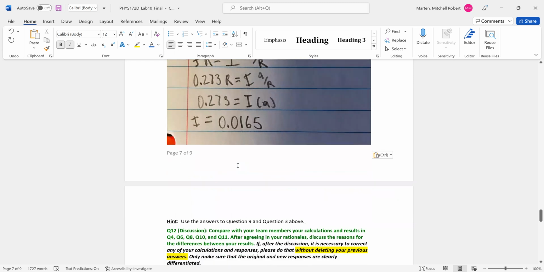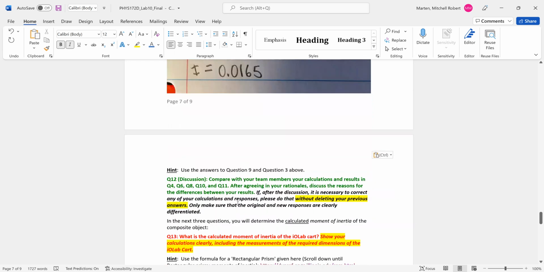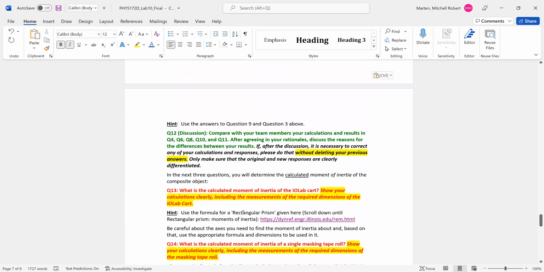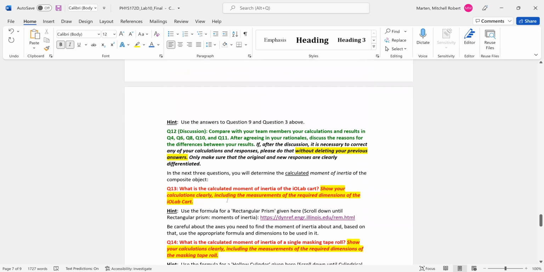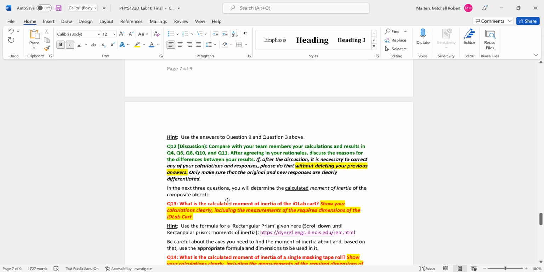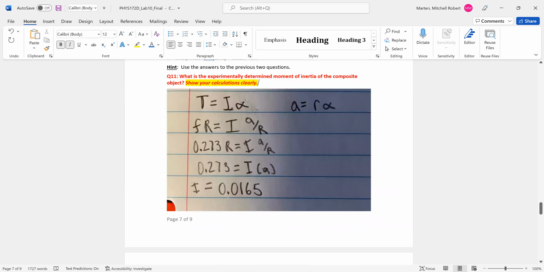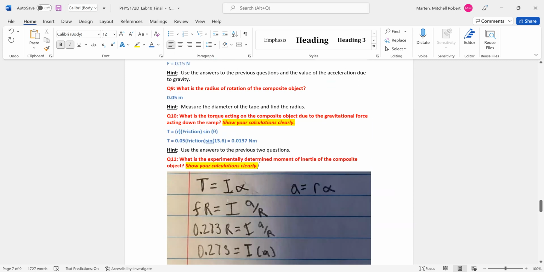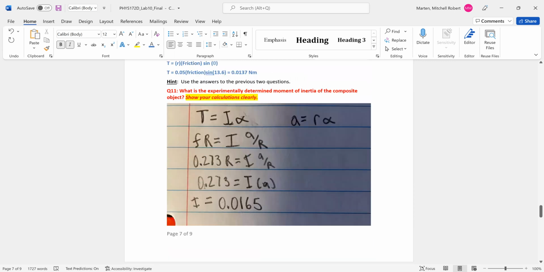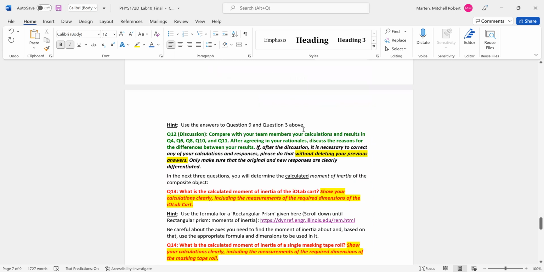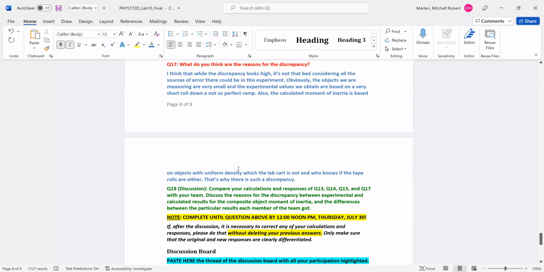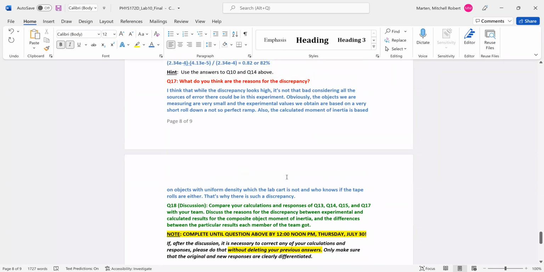And then I also have work for 13, where you do the calculated one, but I think I forgot to email it to myself. But anyways, yeah, your 11 looks right. Yeah. That's why I do that. And then question 18 says to compare calculations to 13, 14, 15, and 17.